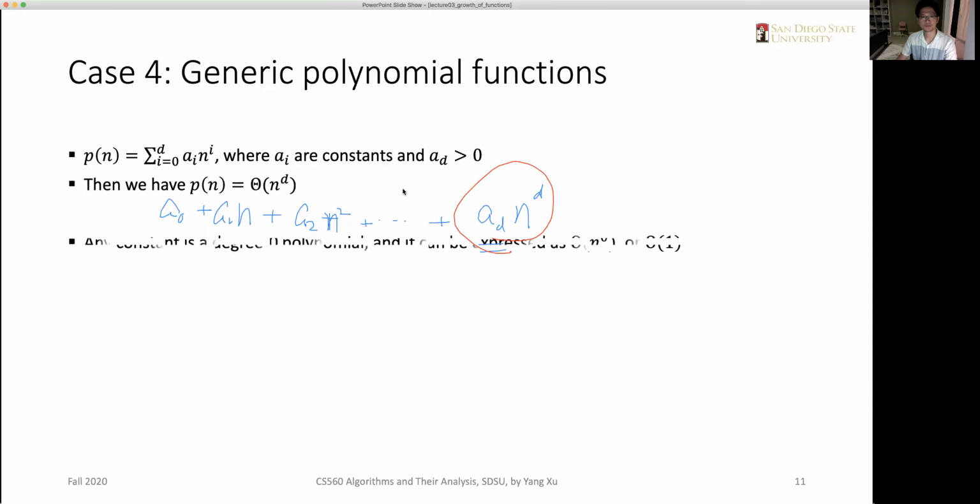And a constant is a special form of generic polynomial function. So a constant is a degree 0 polynomial, and it can be basically expressed by the big theta of n to the power of 0, which is big theta of 1. So that's why we have used big theta of 1 before. Okay, so here's the fourth example, which is a more general form of case 3.